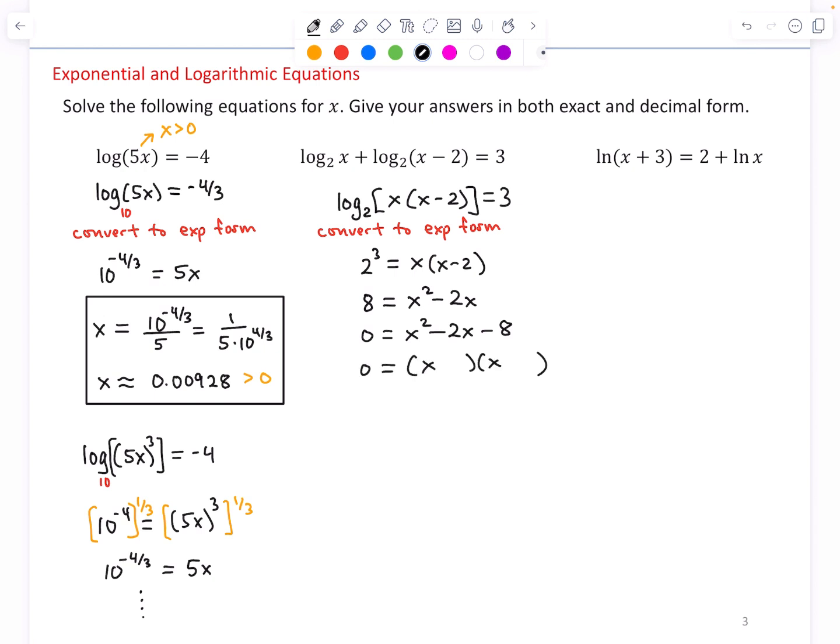So I need 2 numbers that multiply to negative 8 but add to negative 2. Those numbers are negative 4 and 2. And now I set each factor equal to 0, and I get 2 answers, 4 and negative 2. Now we must test both of these answers against the domain of the original equation.